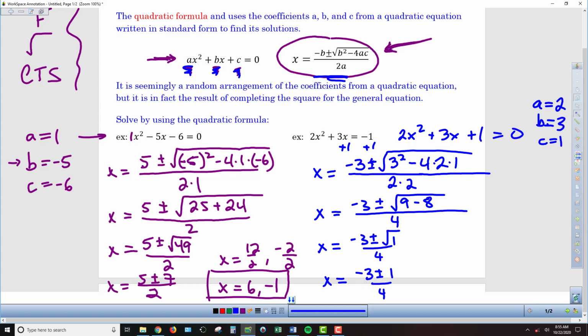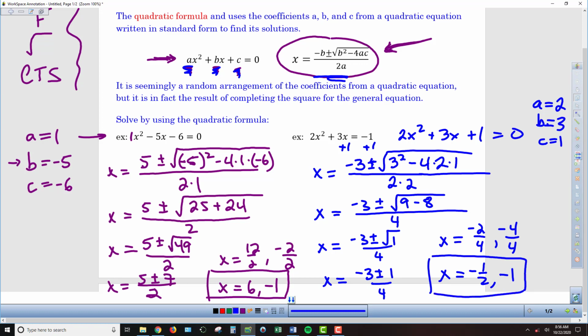And now I'm in the same place that I was in the last one. So I've got x equals negative 3 plus 1 is going to give me negative 2, and then that's being divided by 4. So one of my answers is going to be negative a half. And then I've got negative 3 minus 1, which is negative 4, and then that still needs to be divided by 4, so I get negative 1. So my two answers in this case are negative 1/2 and negative 1.